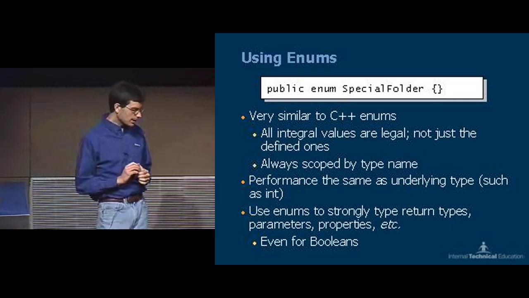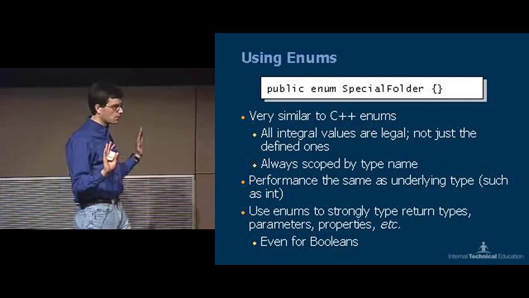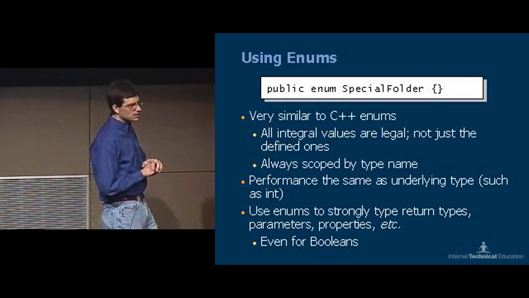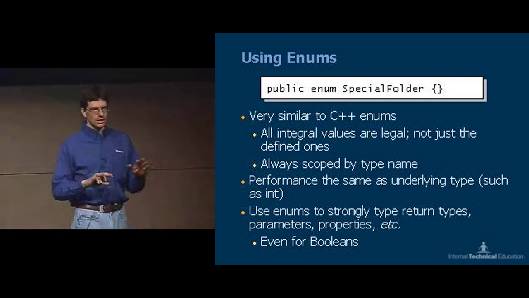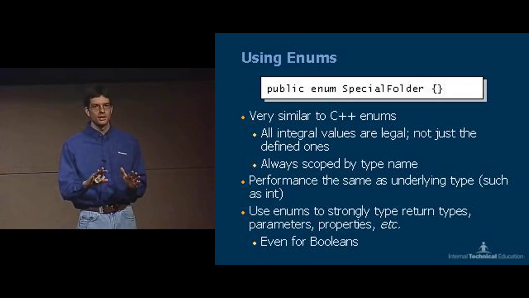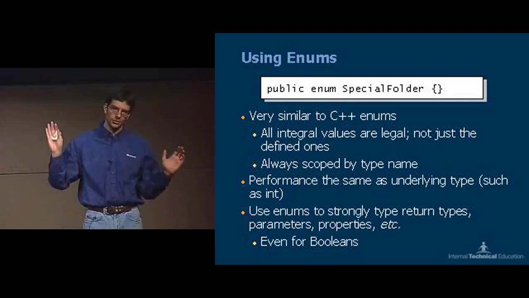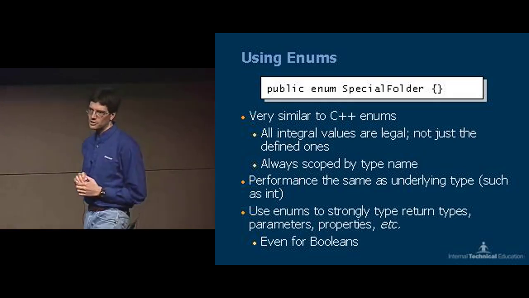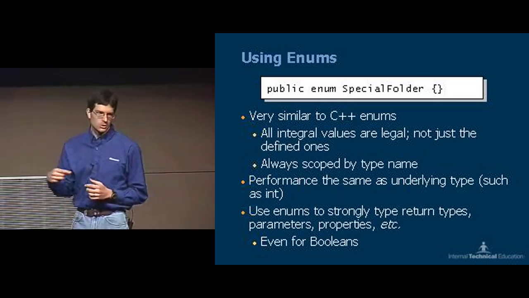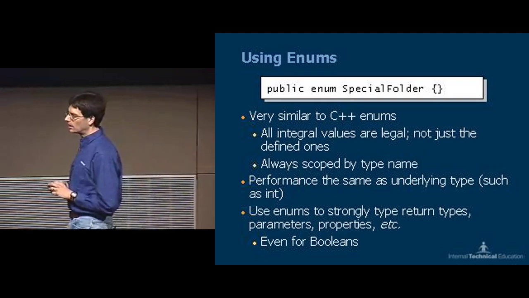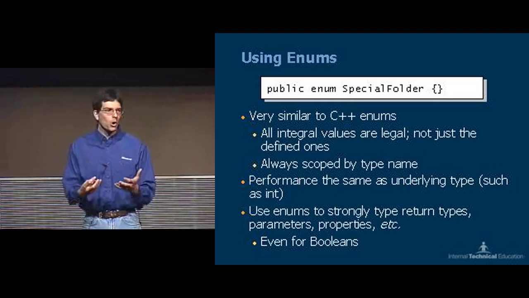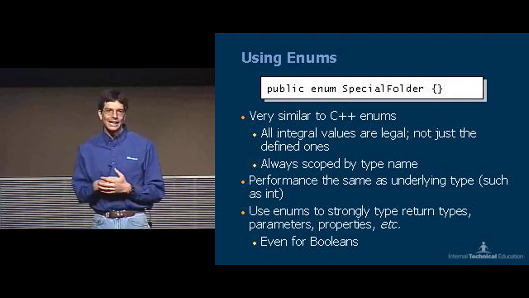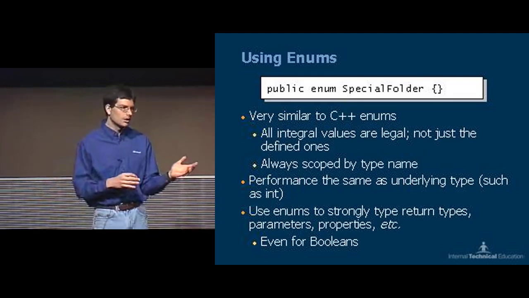The other important thing is that performance is just like the performance of the underlying type. In fact, the JIT engine doesn't actually know it's an enum. It just thinks it's an integer, and kind of throws the enum information away when the JIT starts working on it. So there's no performance argument for why one should take an int instead of an enum.